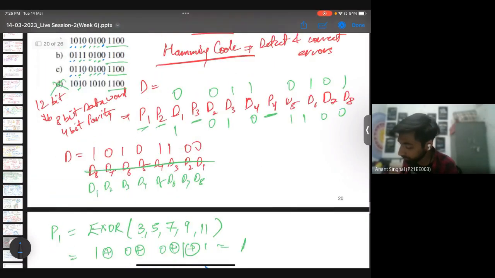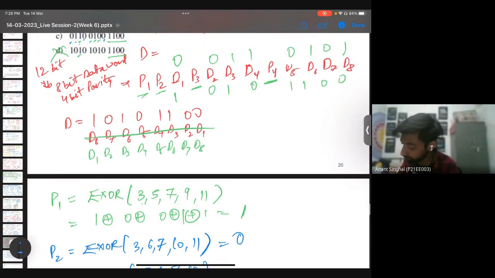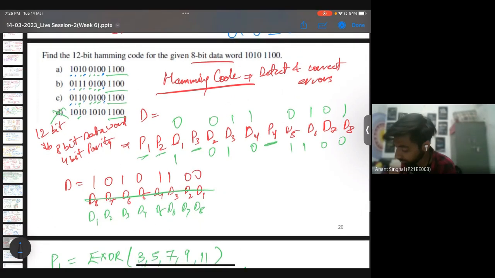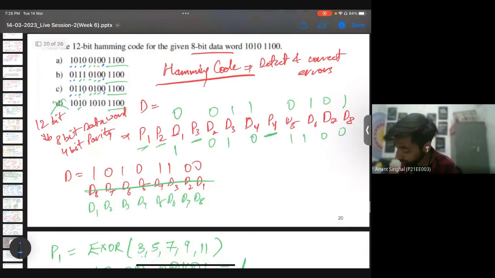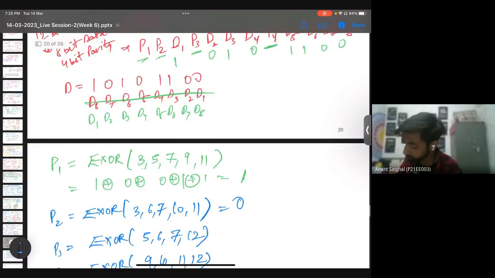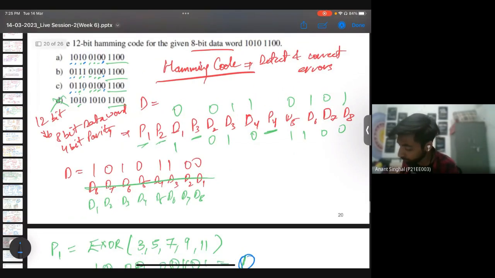So once you check, you'll find that this will come out to be 0, this will come out to be 1, this will come out to be 1, and this will come out to be 0. 0, 1, 1, 0. So the correct answer to this question will be option B.